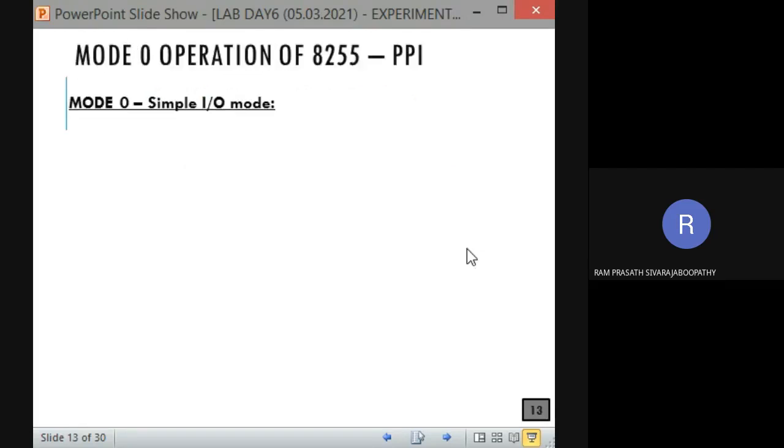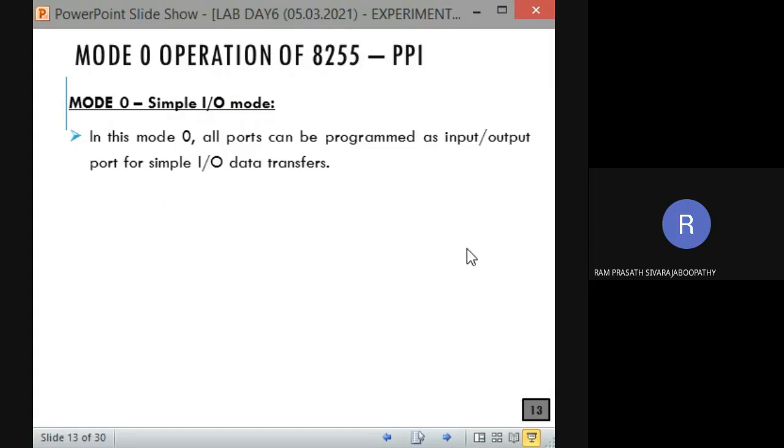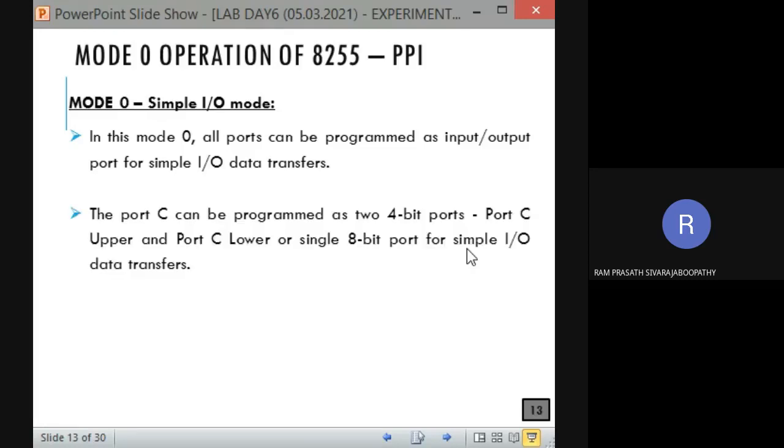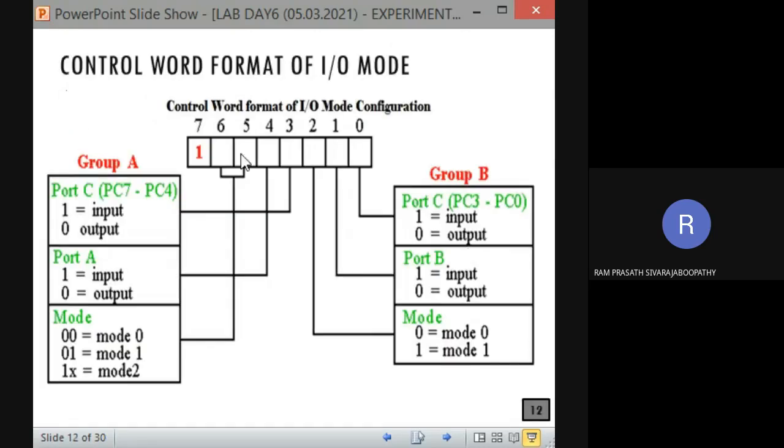Okay, now what did we say mode 0 is? Simple IO mode. In this mode all ports can be programmed as either input port or output port for simple IO data transfer. Port C can be programmed as two 4-bit ports. So what is the meaning here? Say for example I put bit 3 as 1 and bit 0 as 0. What does it mean? Can anyone tell the meaning of writing this in the control format?